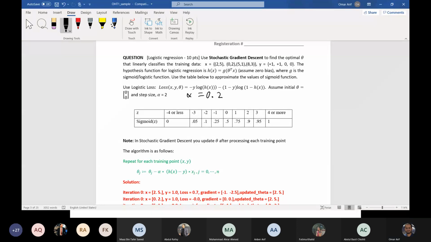When the time is up, please upload it on LMS. Take a picture of whatever you have written and upload the picture on LMS. I'm just creating a link on LMS.